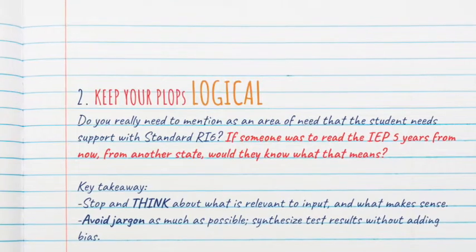Keep them simple. Like, do you really need to mention that he needs support with standard RI6? No, because do you know what RI6 is off the top of your brain? Probably not. Does the parent know what RI6 is? Probably not. But does the parent know what critical thinking is and the main idea? Yes. So instead of putting RI6, put what it actually is. So you want to stop and think about what is relevant to input and what makes sense.